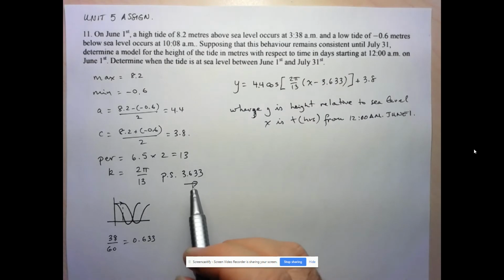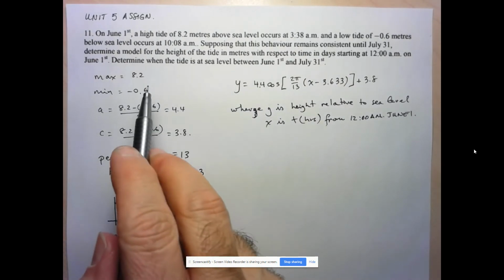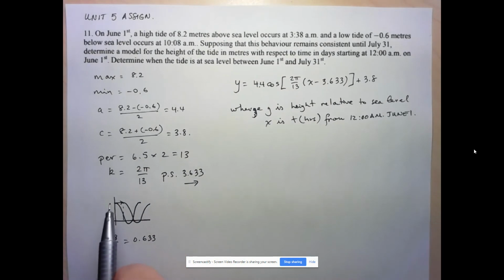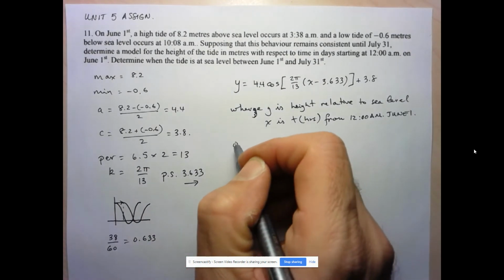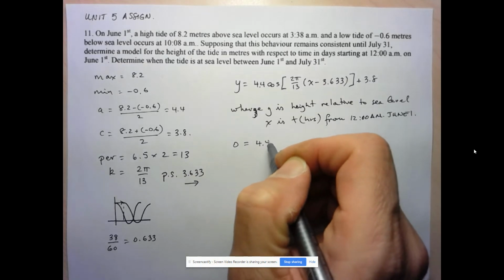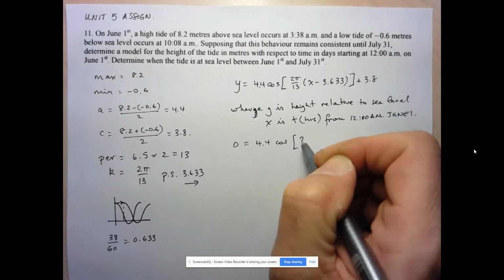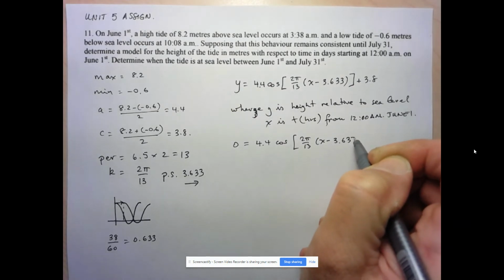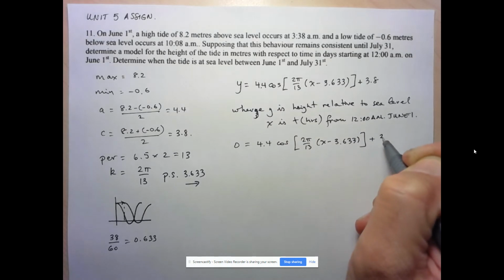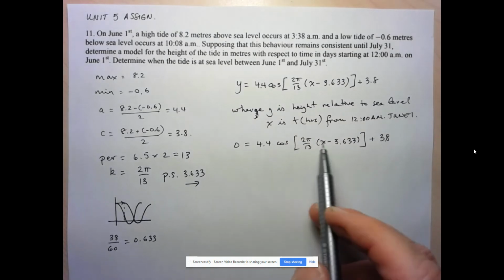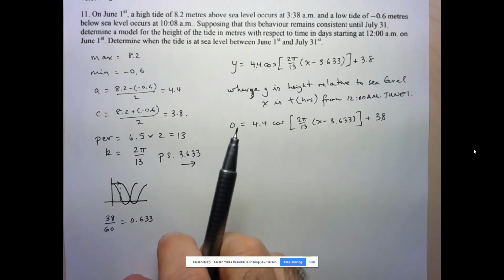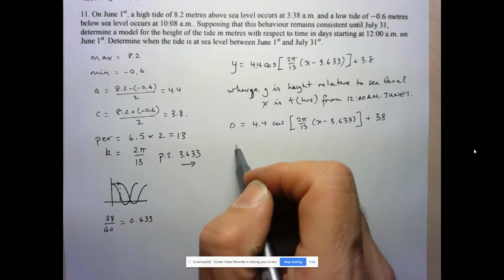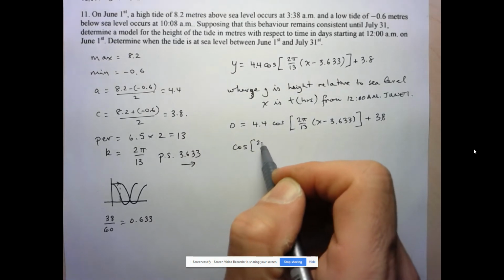Now what is it they want us to do with this model? They want to know when it's exactly at sea level. In other words, they want to know the times when our y value is equal to 0. So what we're solving is 0 equals 4.4 cosine of this whole big input. What we have is a linear trigonometric equation. Step number 1 is to isolate my trigonometric ratio, so cos of this whole big thing.